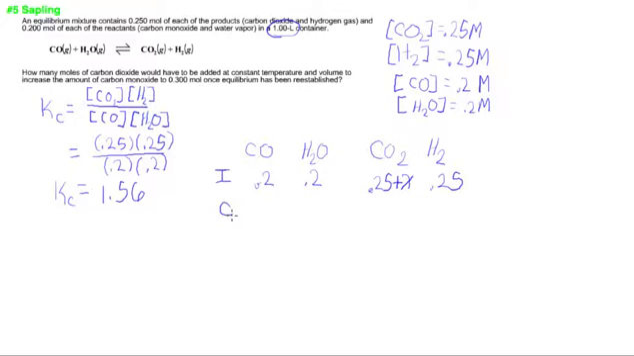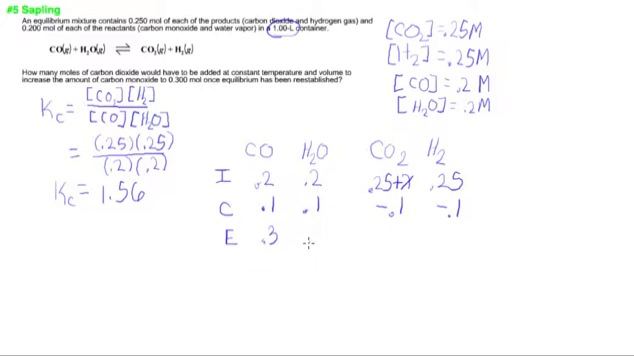So the change and then equilibrium. So they ask for 0.3 moles per liter of carbon monoxide at equilibrium. That means the carbon monoxide went up by 0.1. So the change is going to be adding 0.1 to the reactants, which means I have to remove 0.1 from the products. Okay. Why is it all 0.1? Because the stoichiometric ratios are 1, 1, 1, 1.